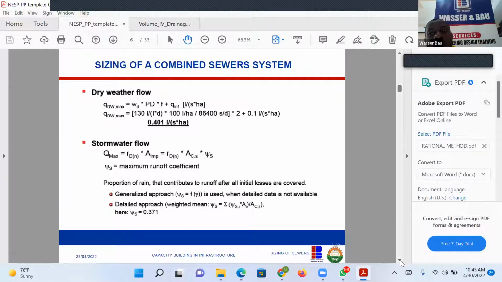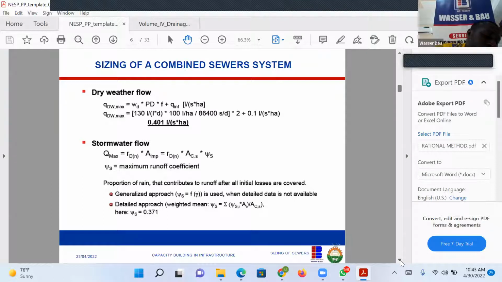So if we are doing sewer, we have to determine what we call the dry weather flow. What is dry weather flow? It is that flow when there is no storm event. So we are talking about sewer flow. If you want to get your sewer flow, this is it. It will be the water demand multiplied by the number of persons, or the population density, multiplied by the factor of safety. Then you add infiltration water.